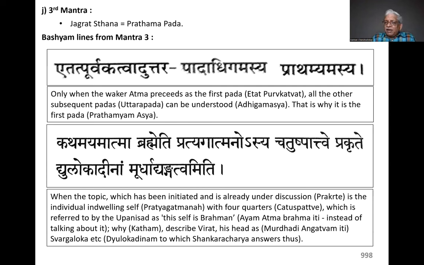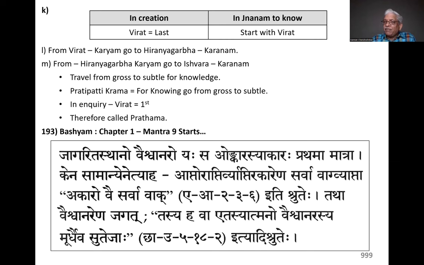The waking state is the state which we compare to the Amatra. The waking state is the first pada. The first matra is Akara. What is our journey? We have to go through waking, dream and sleep towards the Turiya. Ultimately, our goal is Turiya. But we have to start with Virat. In this Omkara vichara, we have to start from the waking state and go on to the dream and the sleep, and at last to the Turiya.